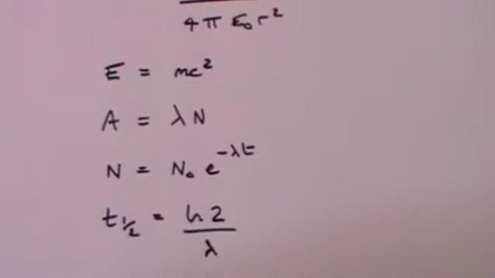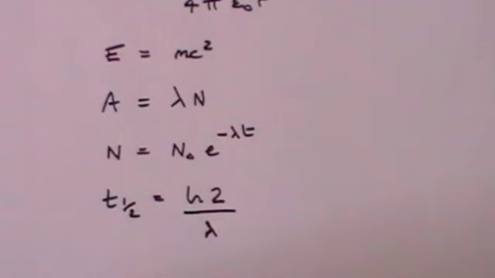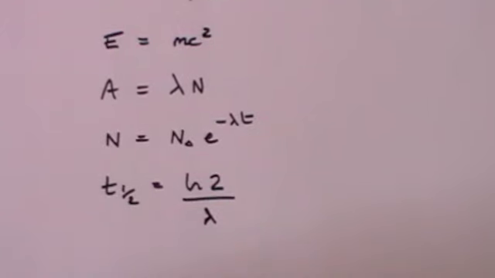Einstein's famous formula E equals mc squared. Then you've got the decay formula, A equals lambda times N, where A is the activity, the number of decays, lambda is the decay constant, and N is the number of atoms. Then N equals N0 times e to the minus lambda t. N is the number of atoms remaining after a certain time t. N0 is what you started with. Lambda is the decay constant. And finally, the half-life is given by log to the base e of 2 divided by the decay constant lambda.